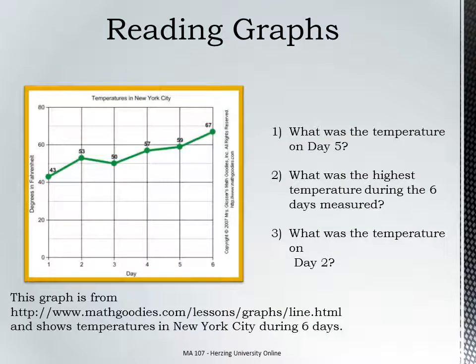Let's take a look at interpreting graphs. Graphs can provide a great way to summarize data and provide an interesting visual of the data. This is a line graph taken from the website www.mathgoodies.com and shows temperatures in New York City during 6 days. Given the information in the graph, we can answer several questions such as 1. What was the temperature on day 5? 2. What was the highest temperature during the 6 days measured? 3. What was the temperature on day 2?